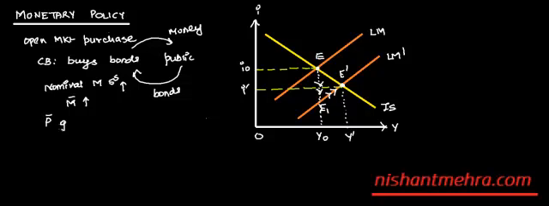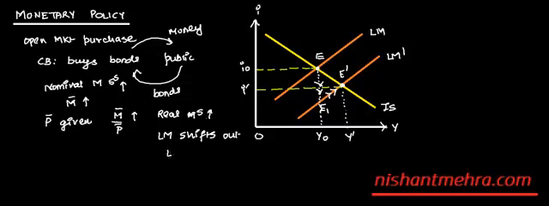Price level is given. When price level is given, M bar by P bar rises. That is, real money supply increases in the market. When real money supply increases, the LM curve shifts out. Shifts out from what? From LM to LM dash. It shifts out from there. So equilibrium moves from point E to E dash.